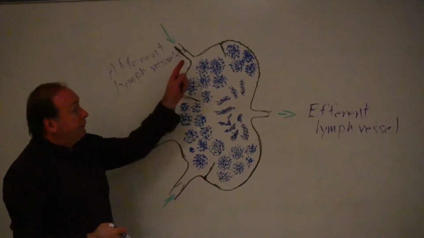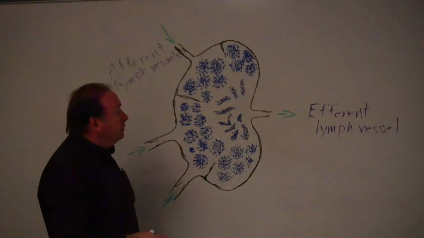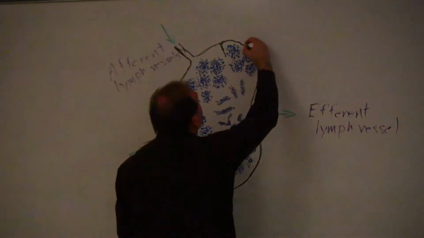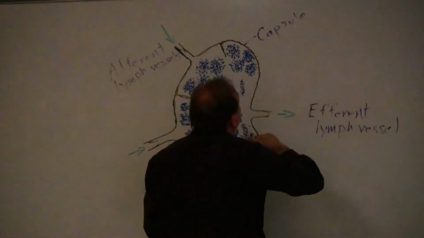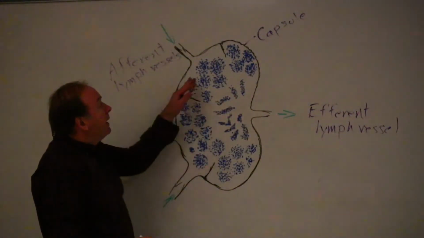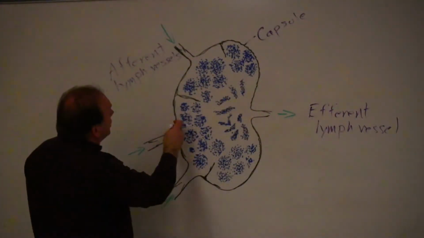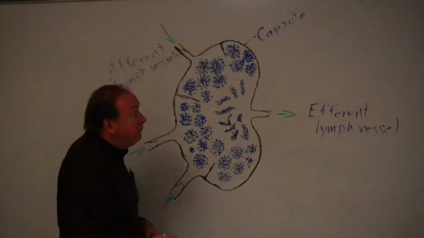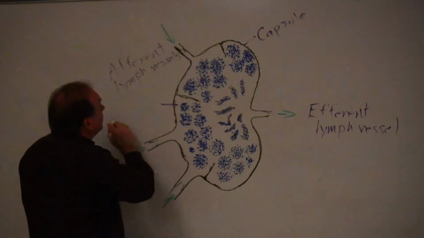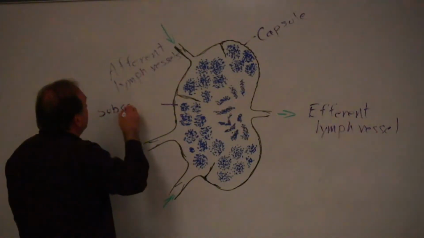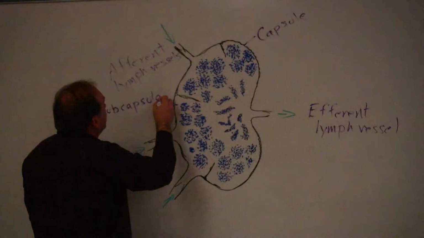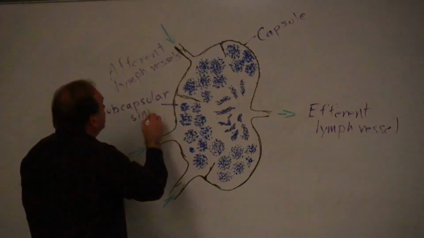The entire lymph node is surrounded by a capsule, a connective tissue capsule. On the outside, underneath of that, there's a little bit of space between the capsule and the lymphatic nodules in here. We refer to that as a subcapsular sinus.